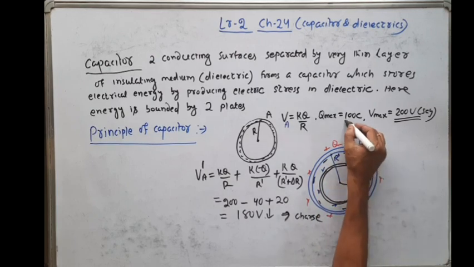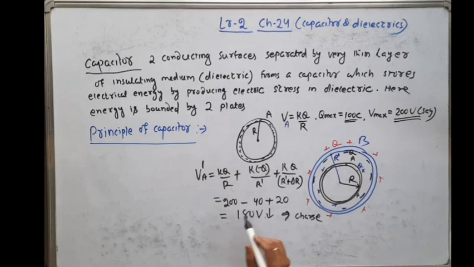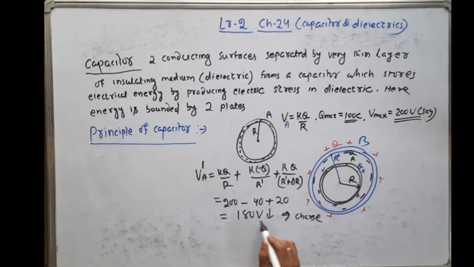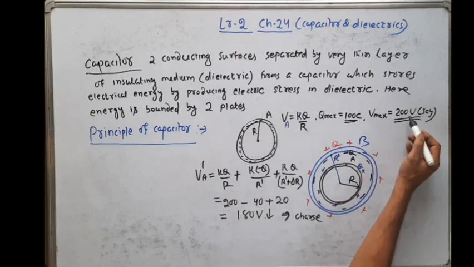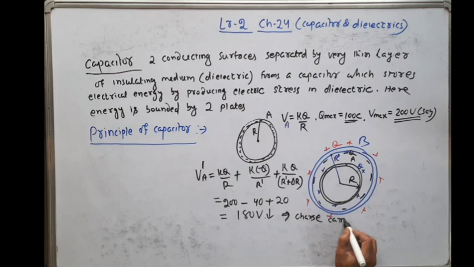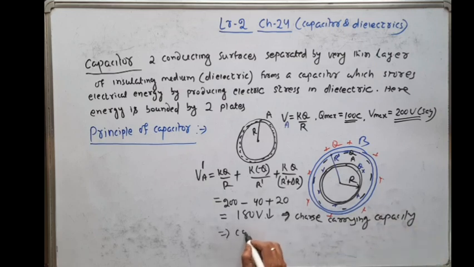Initially it was storing 100 coulomb with the maximum voltage 200 volt. But now by introducing the second plate, the voltage is decreased to 180 volt. So we can go up to what? 200 volt, because this is the maximum voltage. So to go from 180 volt to 200 volt, we can add more charge carrying capacity. Charge carrying capacity means what? Capacitance. So capacitance will increase.